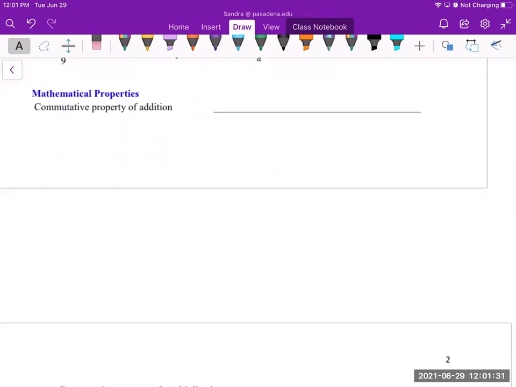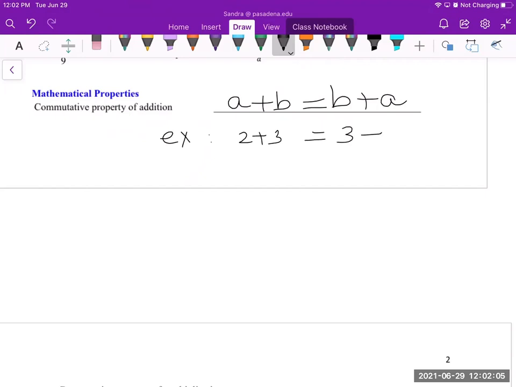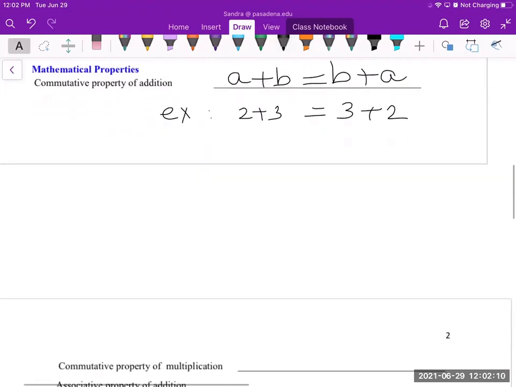We have the commutative property of addition. The following properties are super important, not in 1.1, but later on. The commutative property says, if I add two numbers together, let me call those numbers a plus b, and if I switch them, the sum should not change. Here's an example. 2 plus 3 is equal to 5. But if I switch them, 3 plus 2, the sum will still be 5. That's what we call the commutative property.